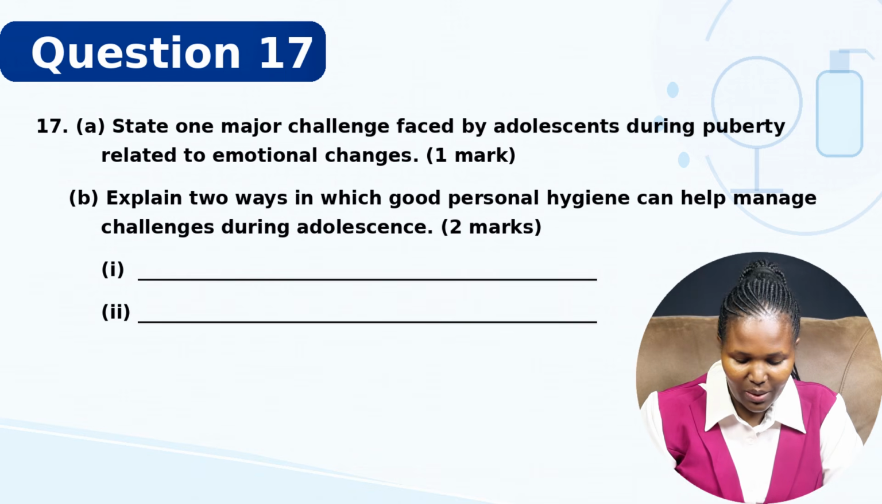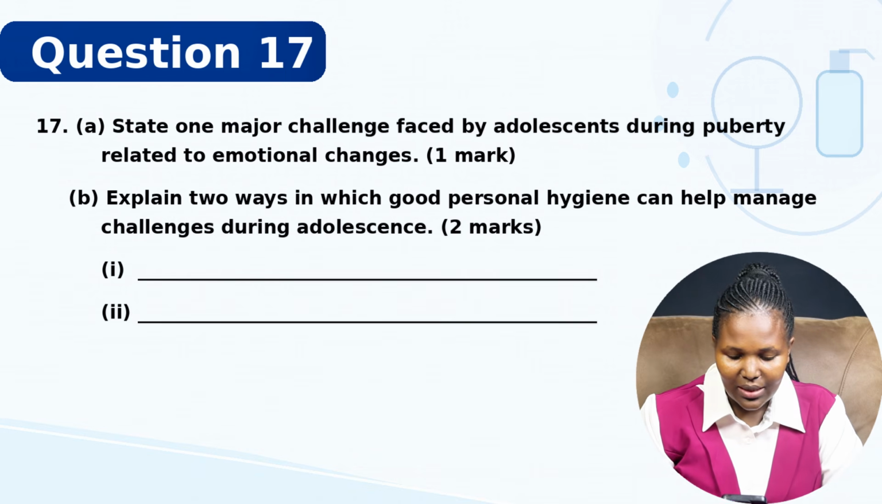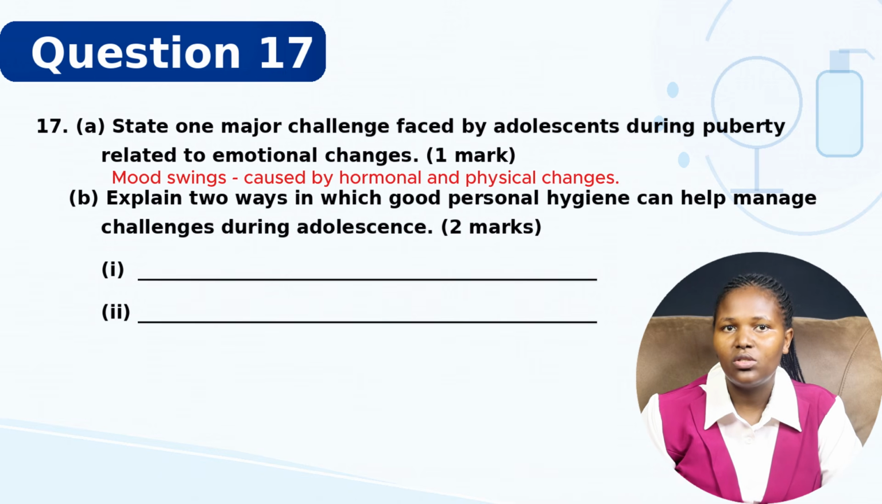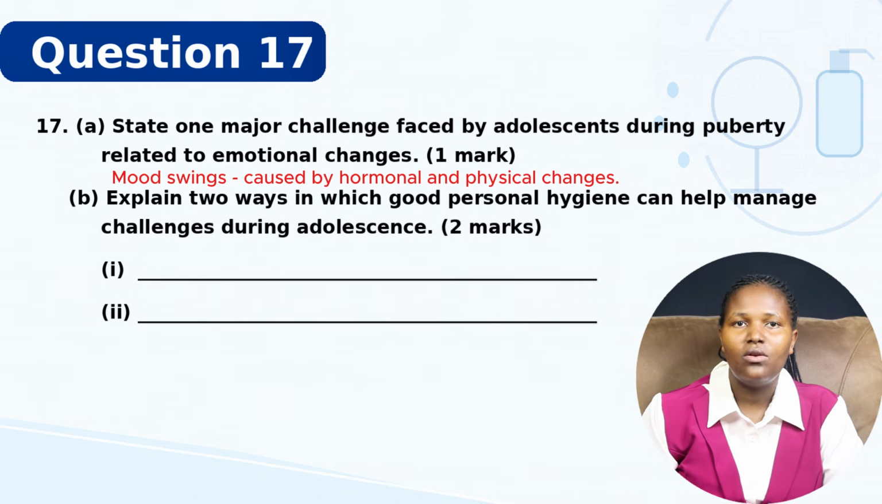Then let us go to question number 17. It says, state one major challenge faced by adolescents during puberty related to emotional changes. There are many emotional challenges that adolescents may face, and one of them, for example, is mood swings, which is caused by hormonal and physical changes. Other answers you can give include anxiety, low self-esteem, stress, or irritability. As long as you explain any of them correctly, that should be a correct emotional challenge for adolescents.